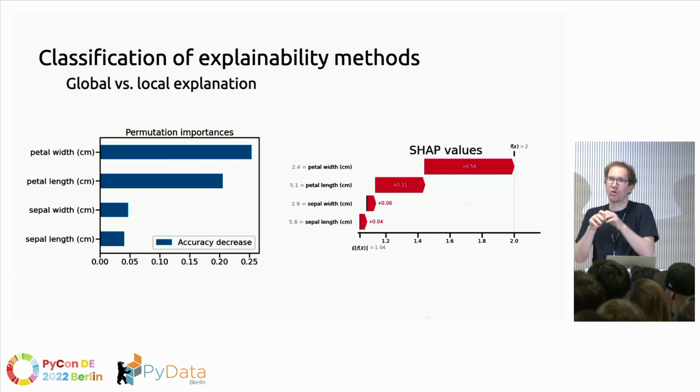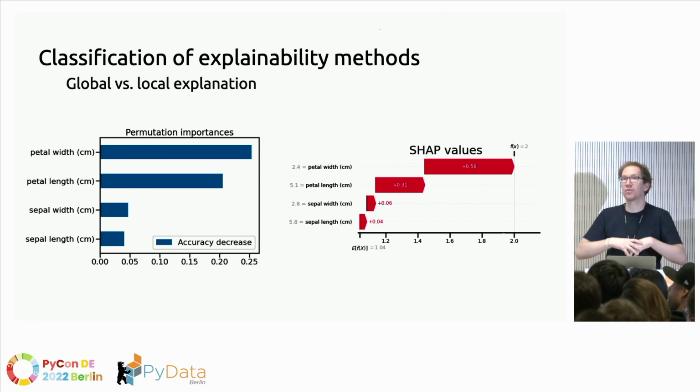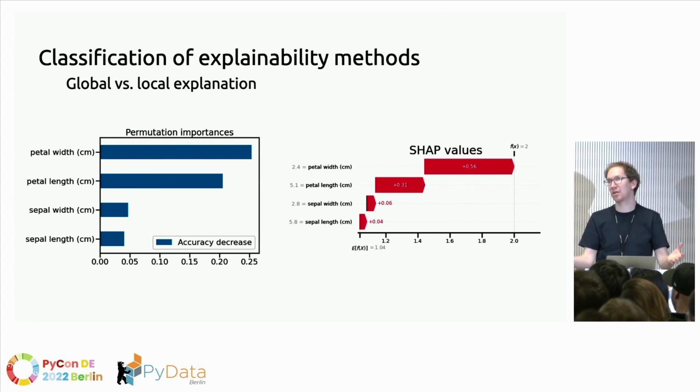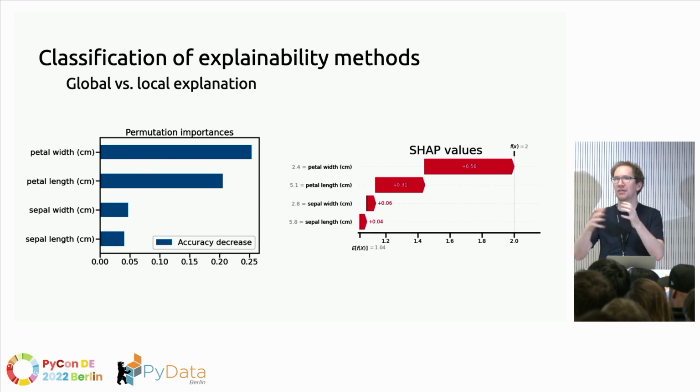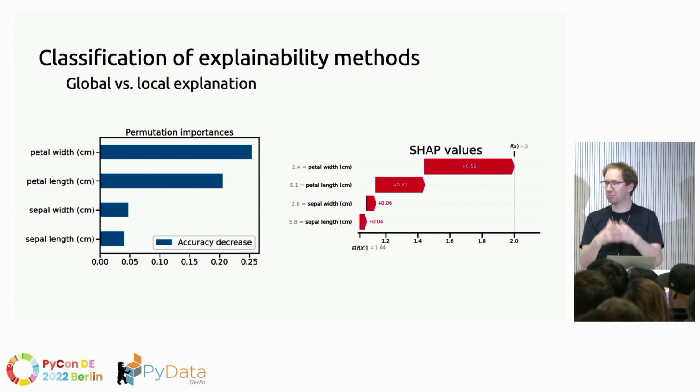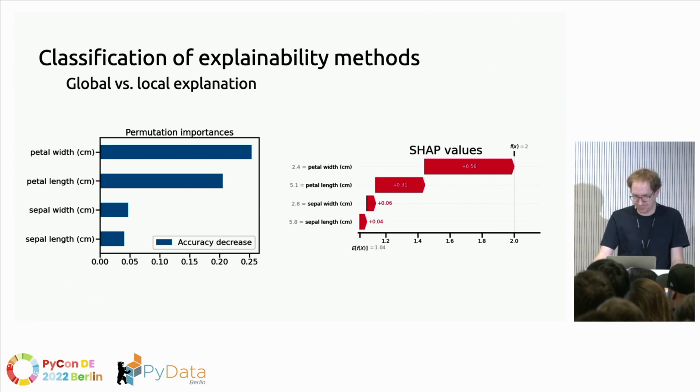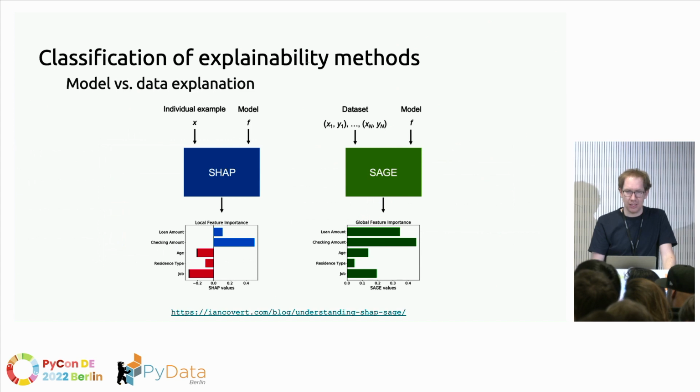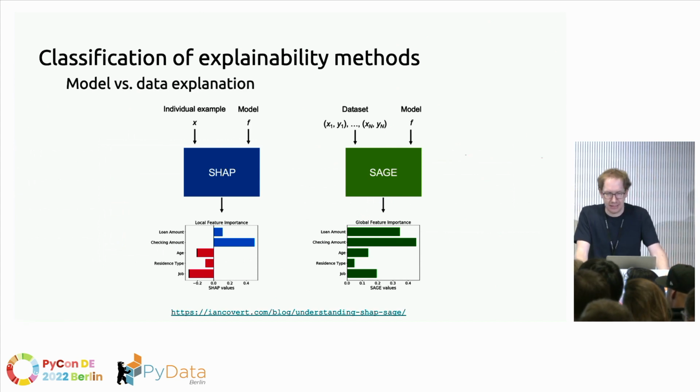Otherwise, you have some global explanation, which is for my full data set, for my pool of people, what is more or less the attributes that have an influence basically on why I took that decision for this bunch of people. So this is global versus local.